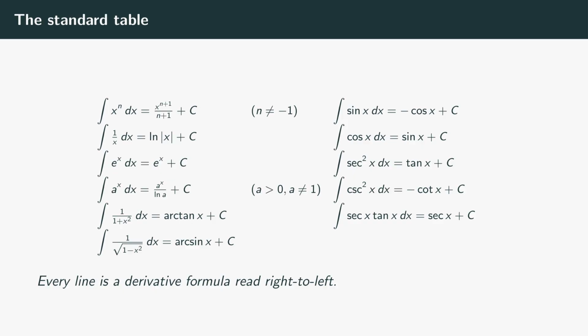The derivative of arctangent is 1 over 1 plus x squared, so the antiderivative of 1 over 1 plus x squared is arctangent of x. And the derivative of arcsine is 1 over the square root of 1 minus x squared, so the antiderivative of 1 over the square root of 1 minus x squared is arcsine of x. These two are how the inverse trig functions sneak into integral calculus. Burn this table into your retinas. Everything we do for the next 10 episodes runs through it.